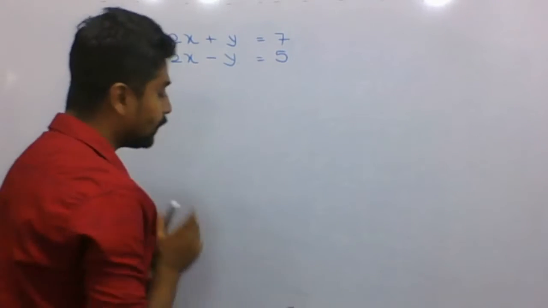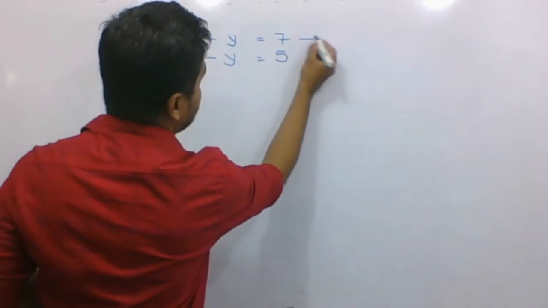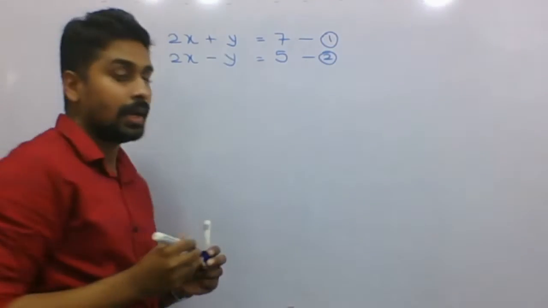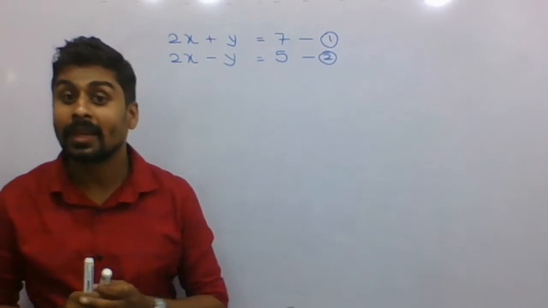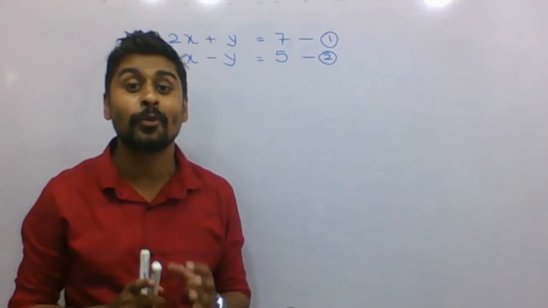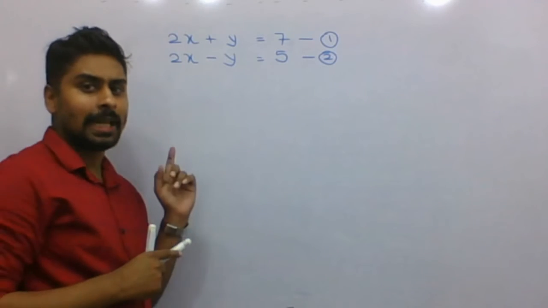First, I am going to number the two equations like this. This is the first one, and this is the second one. Now I know that I can't find x because of y, and I can't find y because of x. So I have to remove one first.